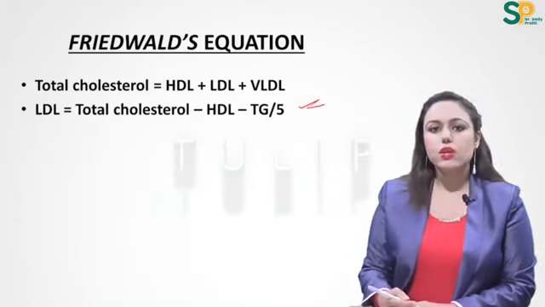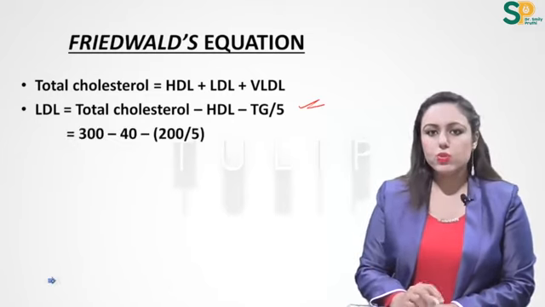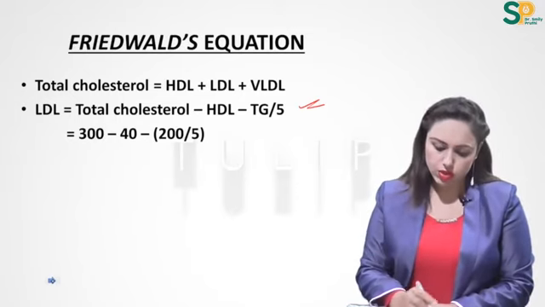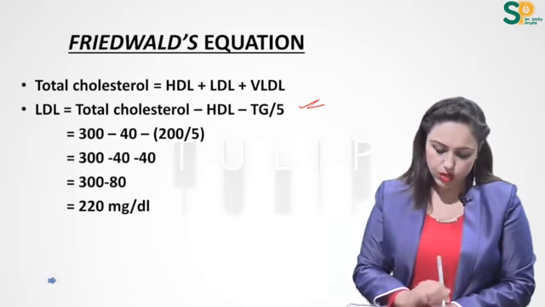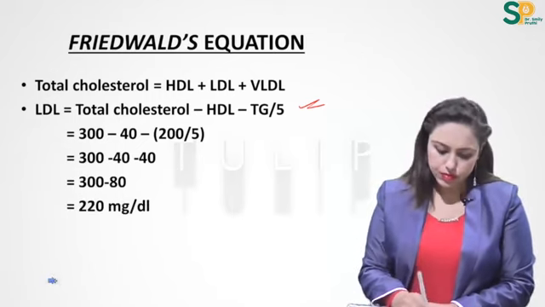So in this question, we have to apply this equation. LDL is equal to total cholesterol minus HDL minus TG by 5. So in this question, they are giving you these values. Total cholesterol is 300, HDL is 40 and triglyceride is 200. So the answer will be 220 milligram per deciliter, right?